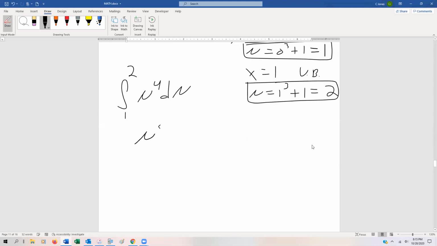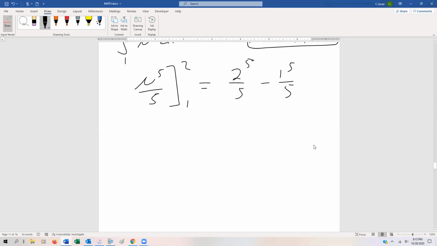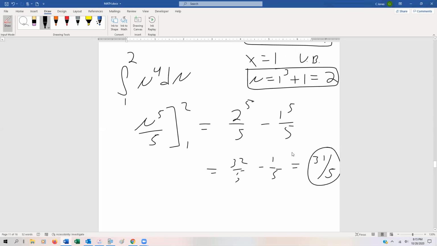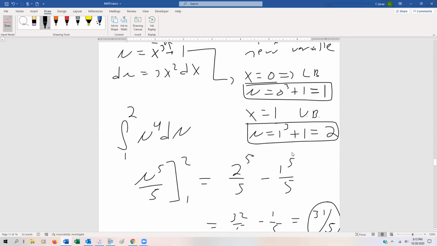At this point, we just add 1 and divide by the new exponent. And now we don't back substitute because we already have the bounds in terms of u. So this is going to be 2 to the 5th over 5 minus 1 to the 5th over 5. And this is just going to be 32 fifths minus 1/5, or 31 fifths. So two different ways to evaluate the exact same integral.